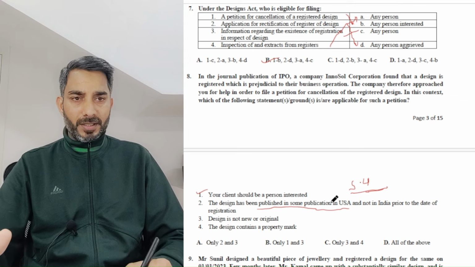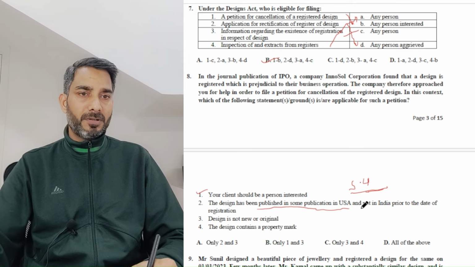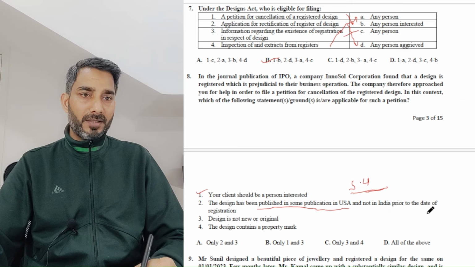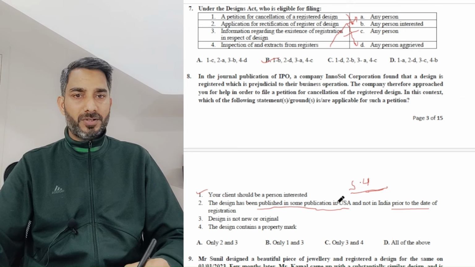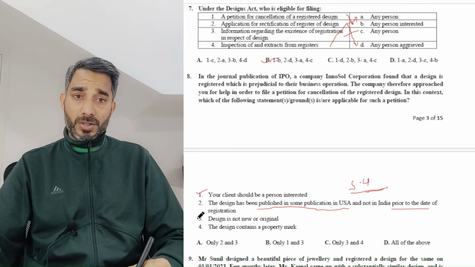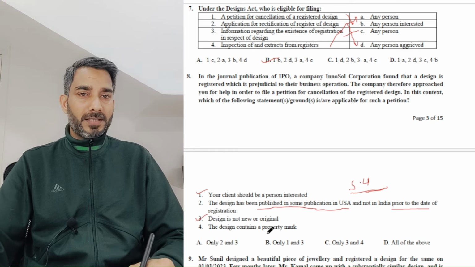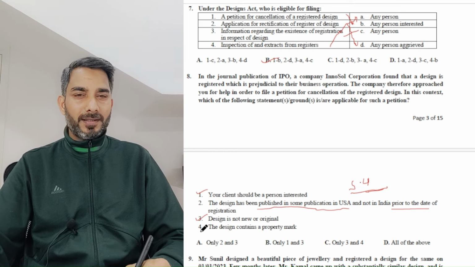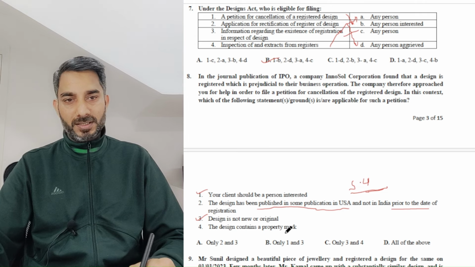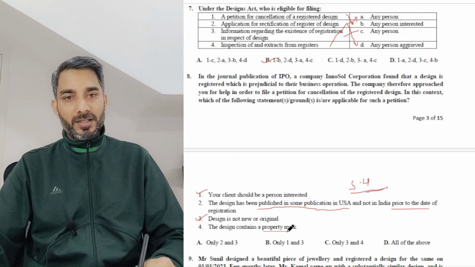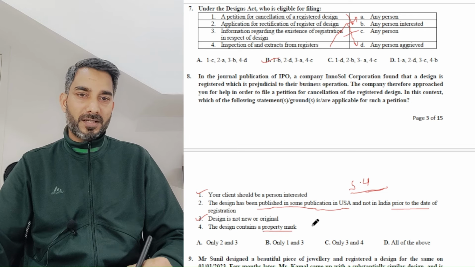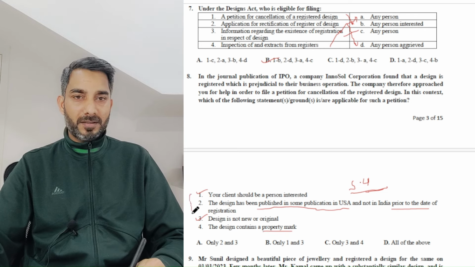So either published in India or anywhere else in tangible form is okay, and it actually says prior to the date of registration, so this is fine. Design is not new or original is also fine. Design contains a property mark. They have not mentioned it, but we know what can be considered as design and what is not considered design. So any trademark included in the design may not be considered as a valid design as such.